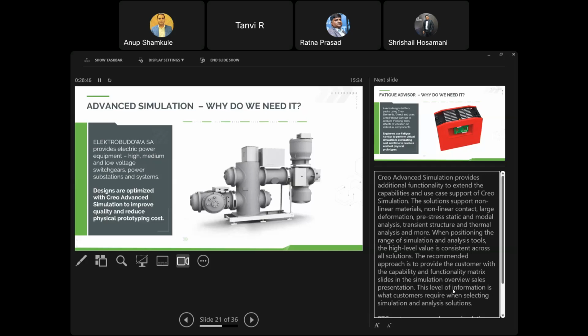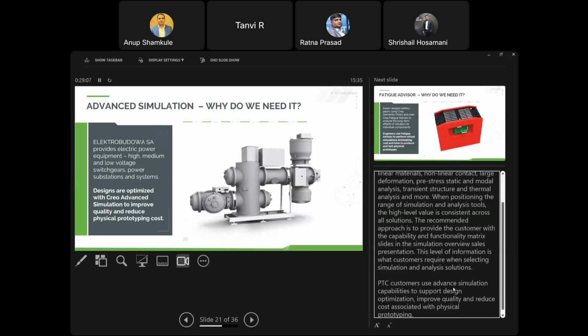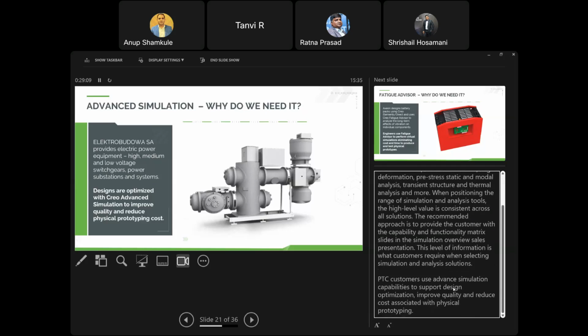The solutions include nonlinear materials, nonlinear contact, and large deformation, as well as pre-stress static and transient analysis, both structural and thermal. In terms of results, there are different convergence criteria, where you can go with multi-pass adaptive methods and other methods that are available. So you can go with advanced analysis in terms of structural, thermal and modal analysis, and also nonlinear materials.